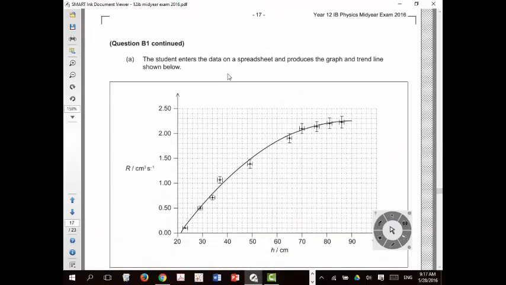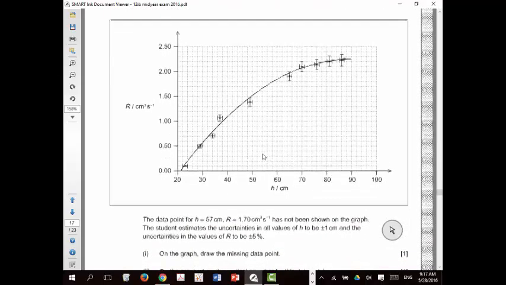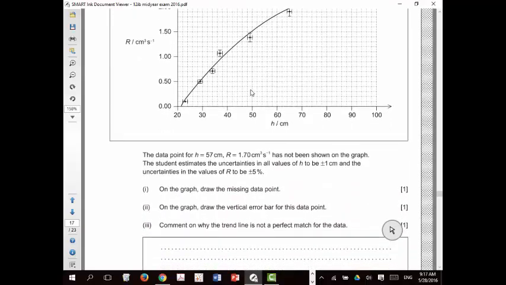Here's the data. The student enters the data on a spreadsheet and produces the graph shown below. The data point for h equals 57 centimeters, R equals 1.7 has not been shown on the graph. The student estimates the uncertainties to be plus or minus 1 centimeter for h and R to be 5%.